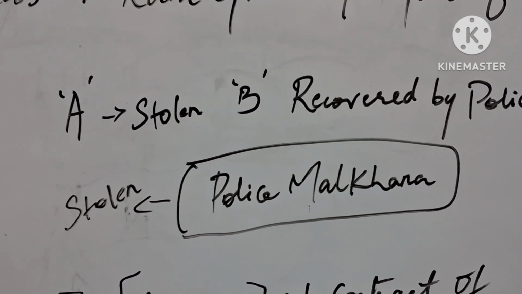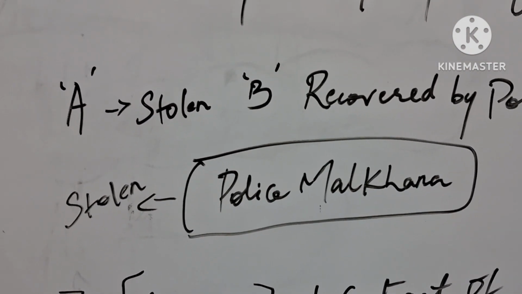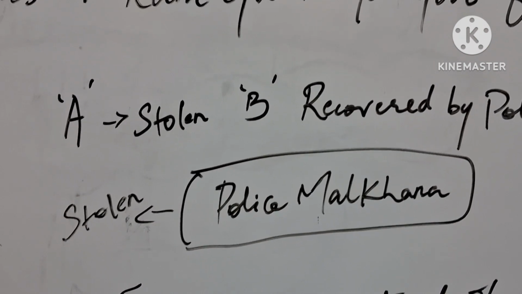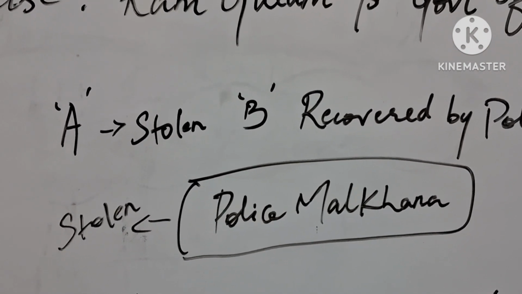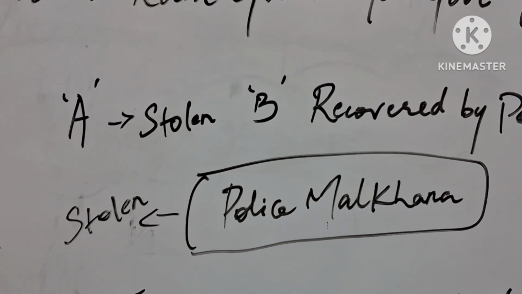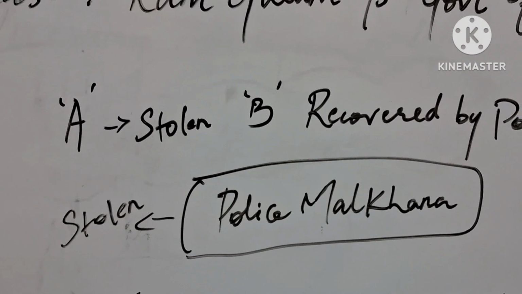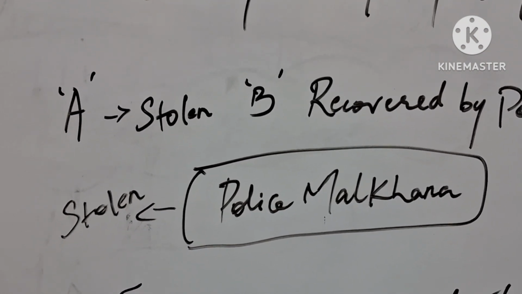Now A states that since it was under the custody of police, there was a contract of bailment, and police should be liable for this. That is, the state must pay compensation. Now let us see whether the police was held liable for this action.